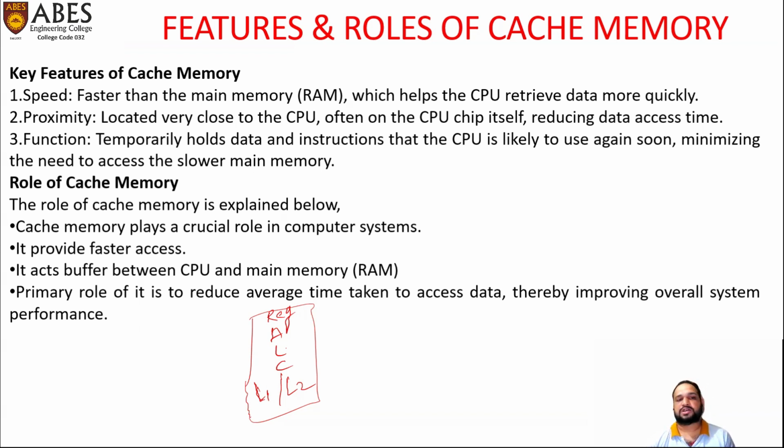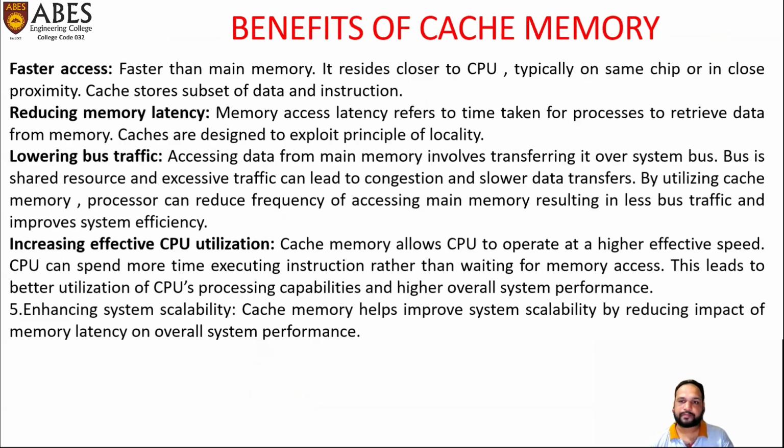What is the role of cache memory? Cache memory plays a very crucial role in our computer system. It provides faster access as a buffer between the CPU and the main memory. The primary role is to reduce the time lagging in fetching the instruction from the main memory to the CPU. Benefits of cache memory are faster access, reducing memory latency, lowering burst traffic, and increasing effective CPU utilization too.